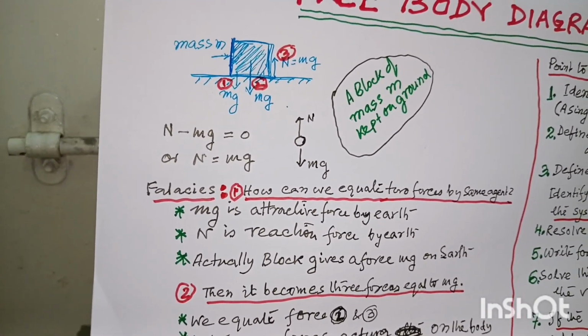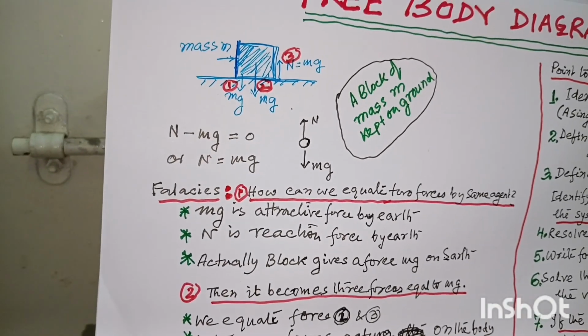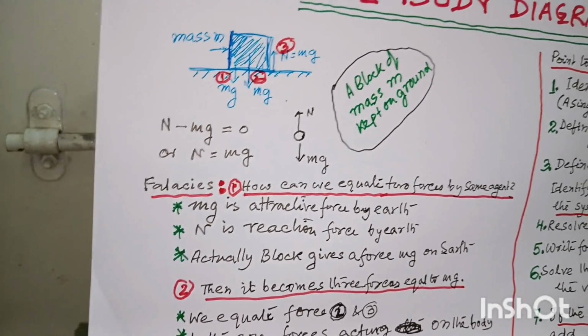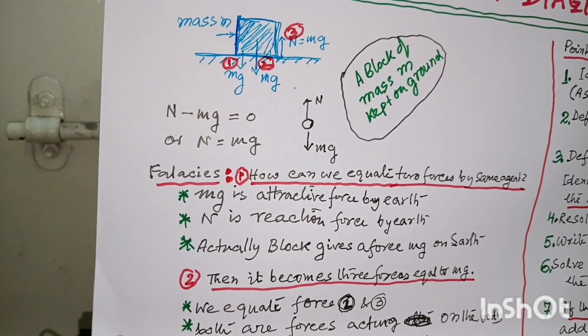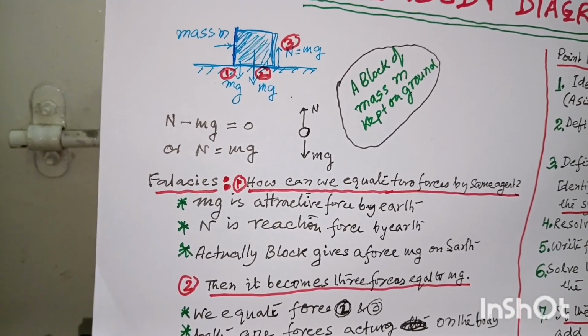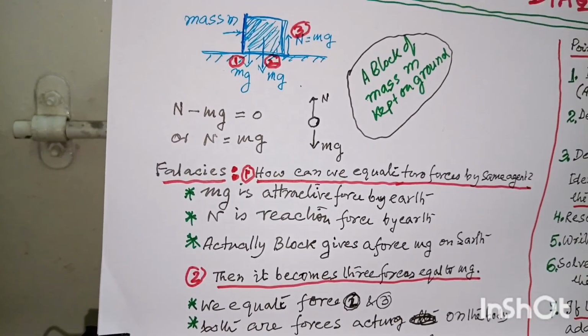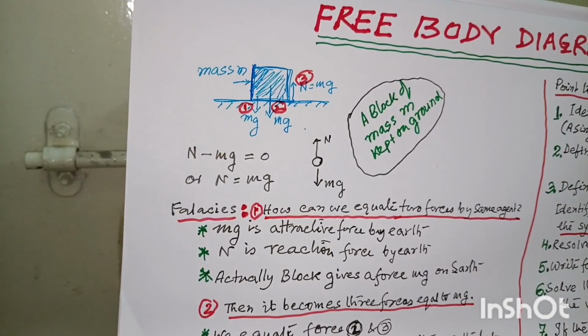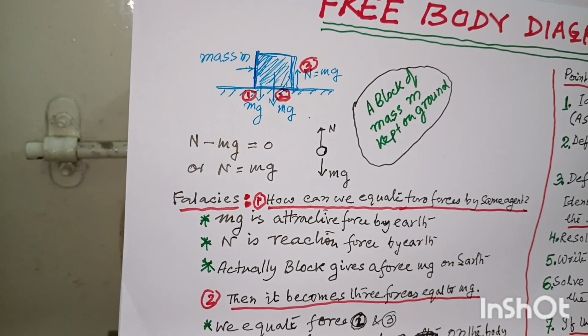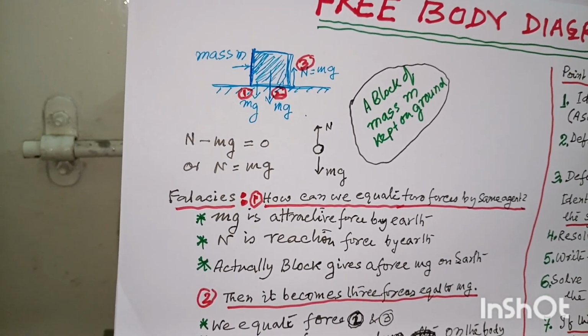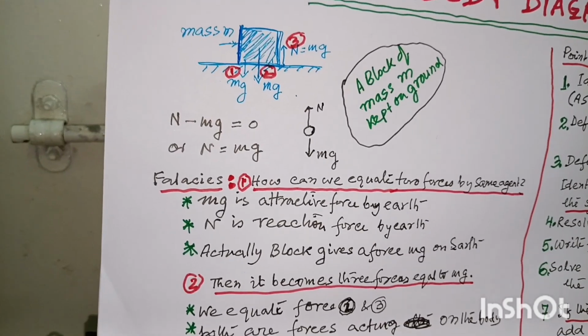So which two forces will we take out of these three forces? We cannot, three forces cannot be in equilibrium. Two forces are downward, one force is upward. So these three forces cannot be in equilibrium, but it is in equilibrium. So we have to choose two forces. Which two forces will we take?